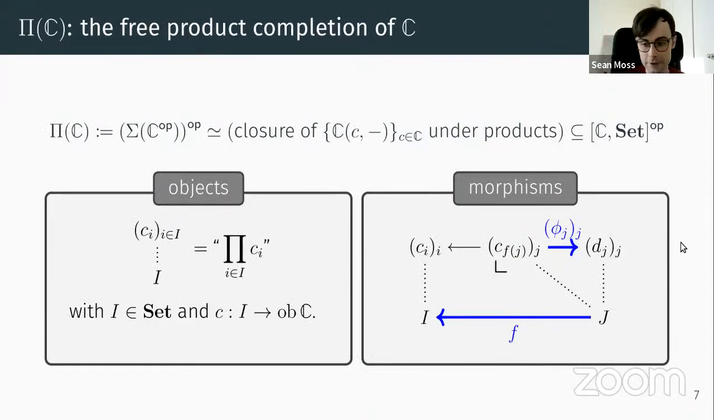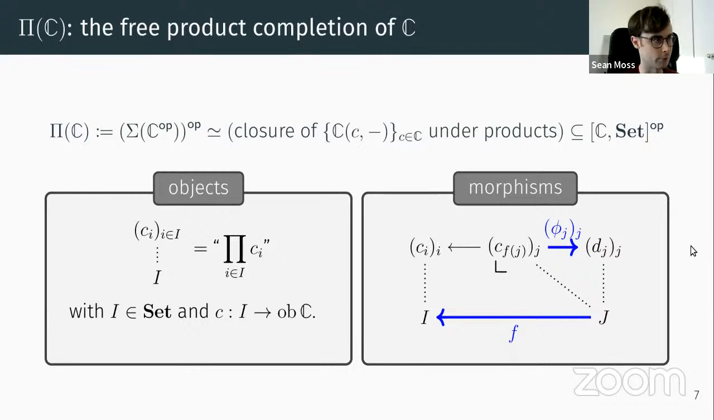Okay, if we can freely add sums, then we can freely add products, because we just freely add sums to the opposite category of C, and that's how we freely add products. So the objects of the free product completion are exactly the same as the objects of the free sum completion, except sometimes I'll write them as a formal product rather than a formal sum. And of course the morphisms change. Now this arrow goes backwards.